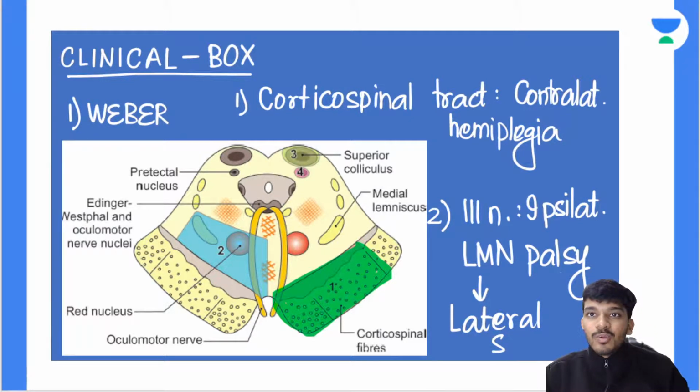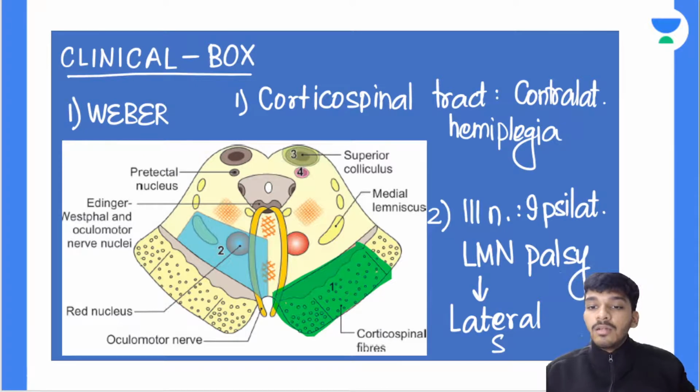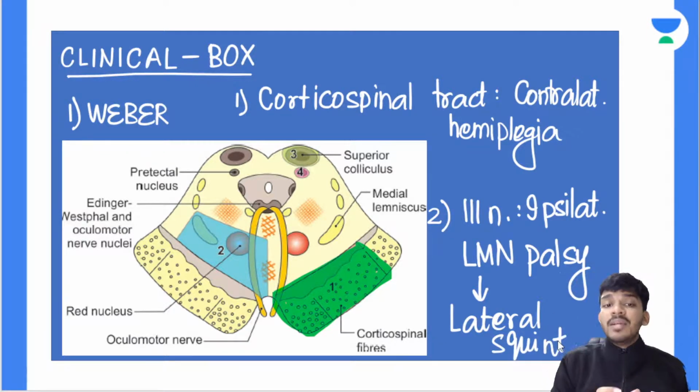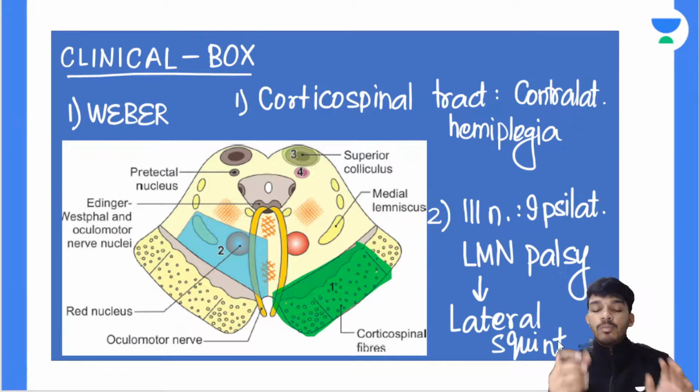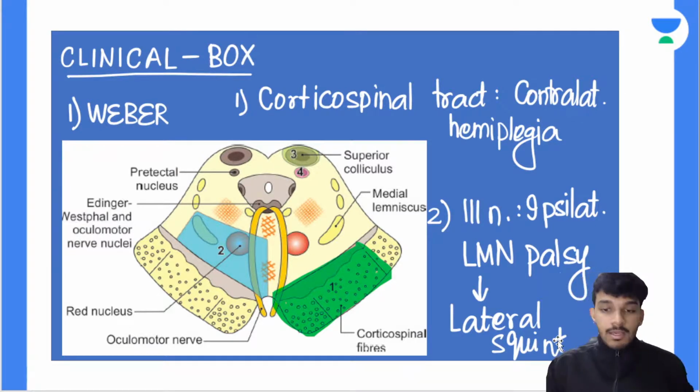So this is lateral squint. This eye will be rotated and this eye is looking forward. That is lateral squint of this side, meaning there is a lesion on this side at the level of the midbrain. Did you understand why there is lateral squint? Because medial rectus is damaged, lateral rectus is intact. So medial rectus is not able to function, and lateral rectus will pull the eye towards the lateral side. Lateral squint.